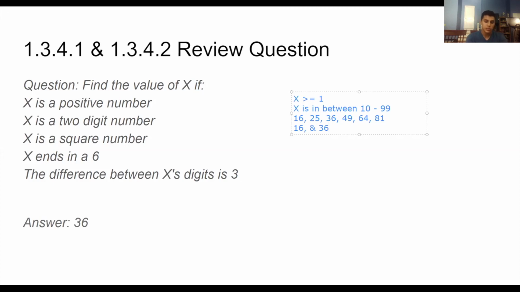So the difference between x's digits is 3. So the difference between 6 and 1 is 5, so x can't be 16, but the difference between 6 and 3 is 3. So that means x can be 36. So x has to be equal to 36, and that's our answer.